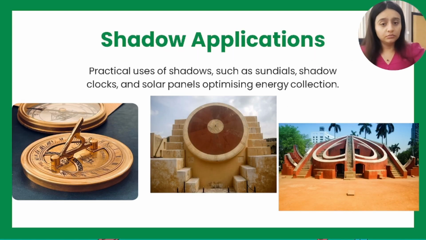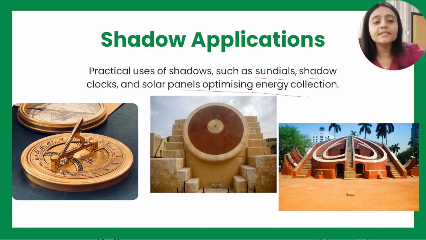Okay, now there is nothing much in this chapter about shadows. So there are certain applications. Do you know, in ancient times there were no digital watches or analog watches from which people could know the time. The sun is the ultimate source which tells us about the time, about the day, the night, and the afternoon time. But there should be some precise measurement of time known to those people. So these are the practical uses of shadows, such as sundials, shadow clocks, and solar panels optimizing energy collection.